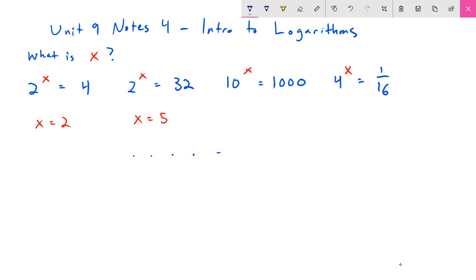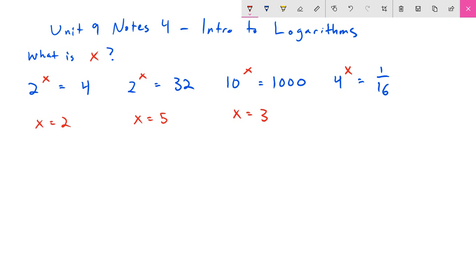What about on that third one? 10 to the x equals 1,000. What would x have to be there? 4 would be 10,000. So the general rule with tens, remember, is however many zeros you see in the final product, that's the exponent. So 3, that's right. X equals 3.